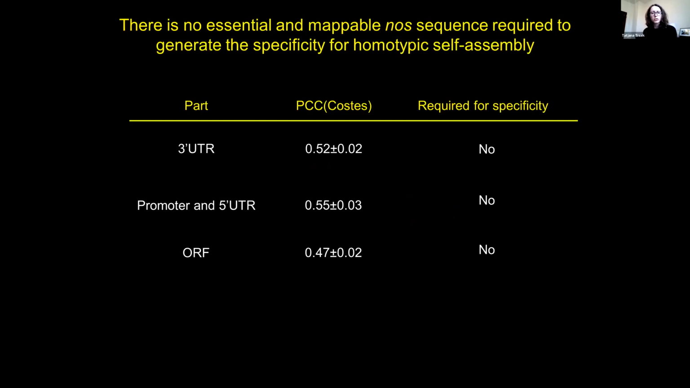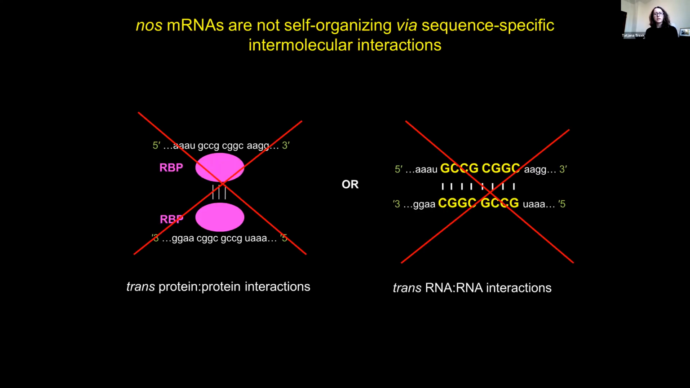We then also tested the promoter, the 5' UTR and open reading frame, either in combination or alone, and found that none of these features were required for homotypic assembly of nanos mRNA within granules. So this idea that these RNAs are assembling because of specific sequences, either through RNA binding proteins or direct base pairing, we found not to be true.